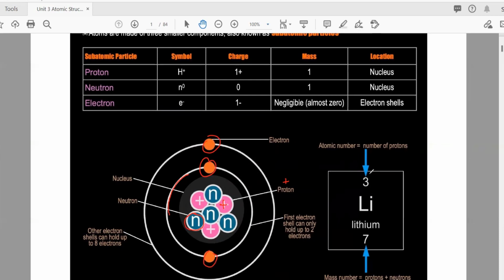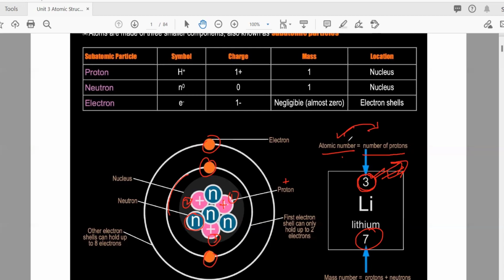Lithium is the third element in the periodic table. If you look at the periodic table, you will find lithium written like this. The upper number shows the atomic number. What is the atomic number? The number of protons in an atom is known as the proton number. For example, here we can see how many protons? One, two, three. Three protons are there, so its atomic number is 3.